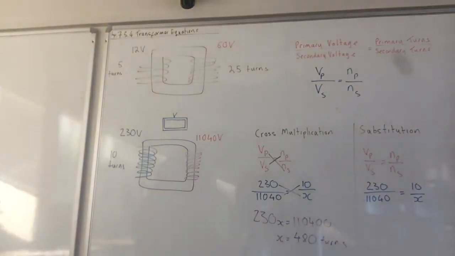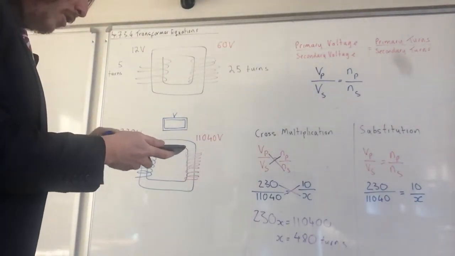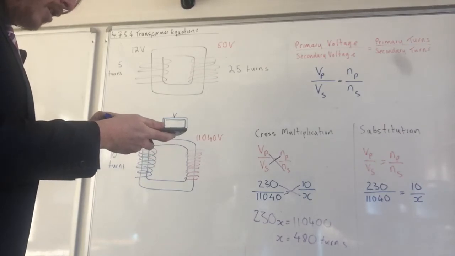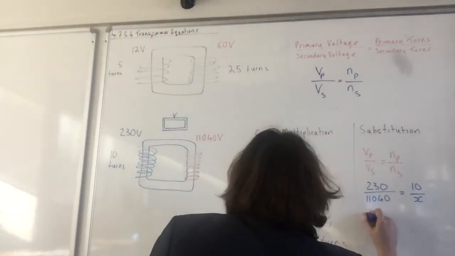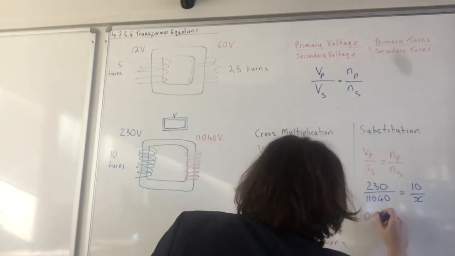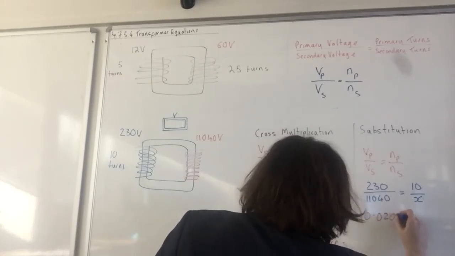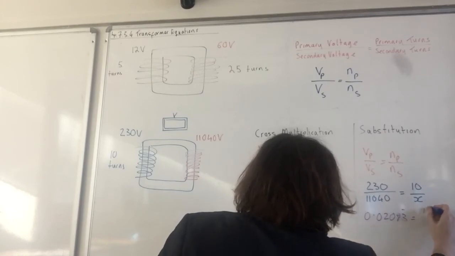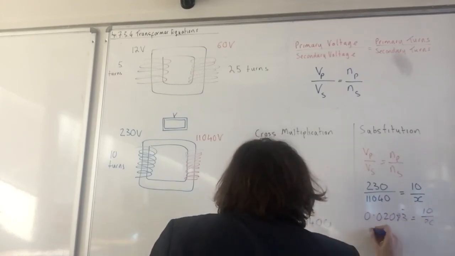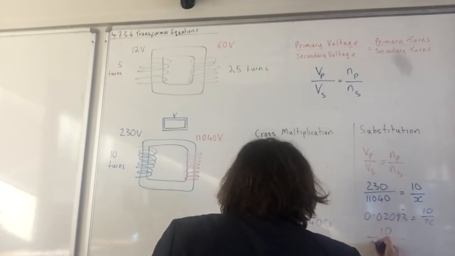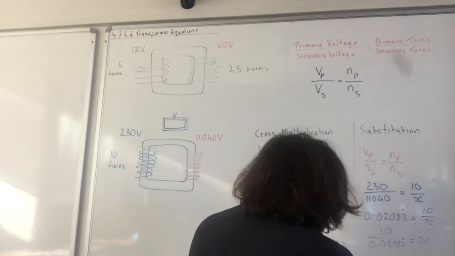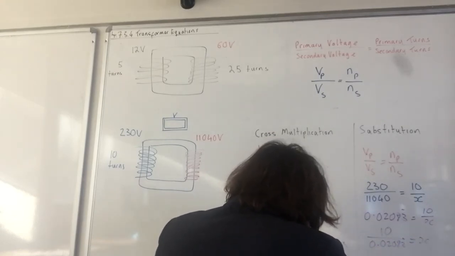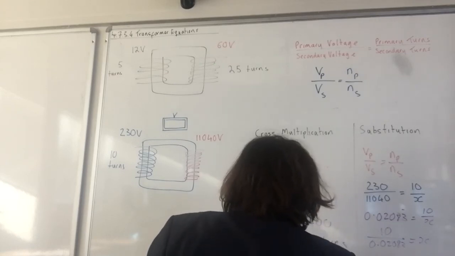Or, alternatively, you can just do substitution. So, let's get rid of that pesky fraction on the left first. So 230 divided by 11,040 gives us 0.0208 recurring is equal to 10 over x. 10 divided by that awful number that we've got on our calculator is equal to x. So 10 divided by my answer gives me 480 turns.